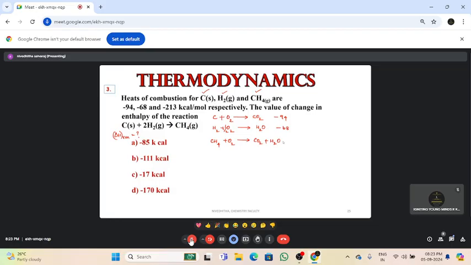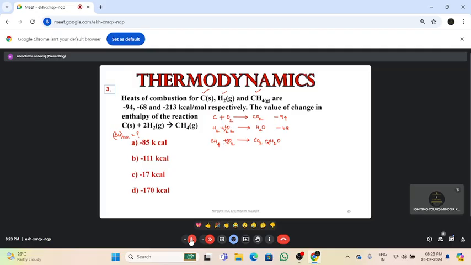So to balance this hydrogen, I'm going to write 2 here. Now left side I have 4 hydrogen, right side also 4 hydrogen. As far as oxygen is concerned, left side I have only 2 oxygen atoms, but right side I have 4 oxygen atoms. So to balance oxygen, I have to write 2 here. Right. Now the equation is balanced.